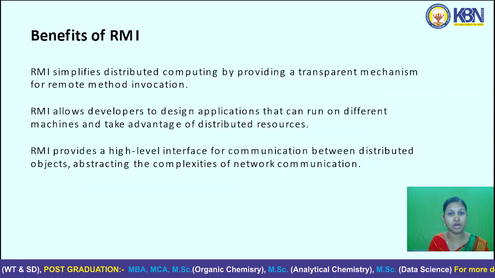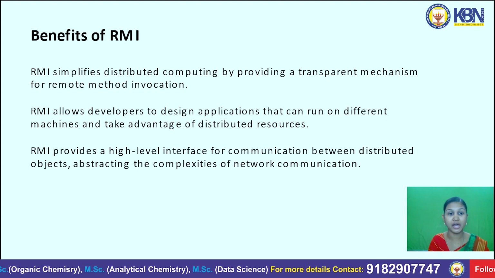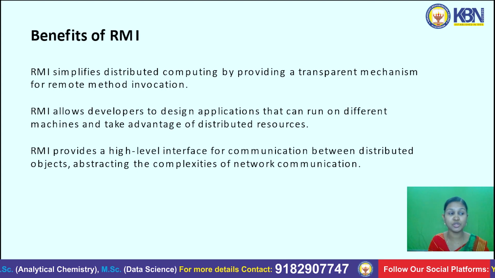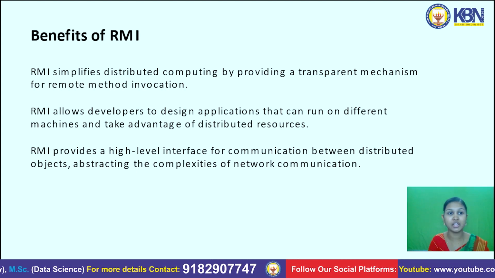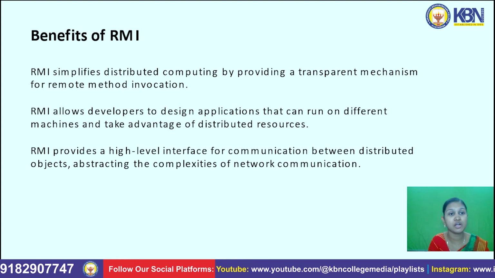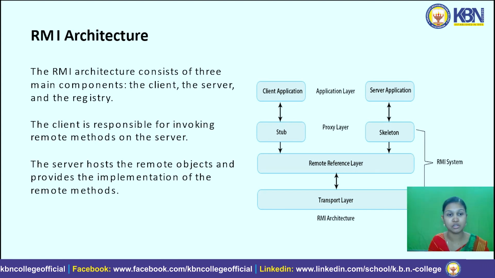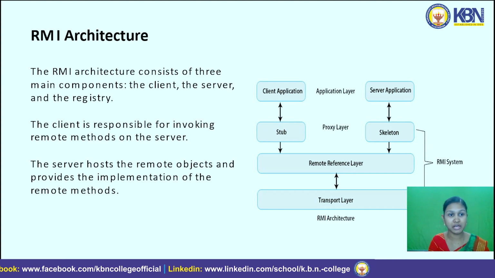What are the benefits of RMI? You can design applications on different machines, and it provides high-level communication between different objects. But RMI depends only on network communication, not on Java database connectivity. RMI architecture has three components: client side, server side, and registry side. The client calls the remote method on the server. The server acts as a host, like an admin. The admin gives the request, and the client accepts that connection.